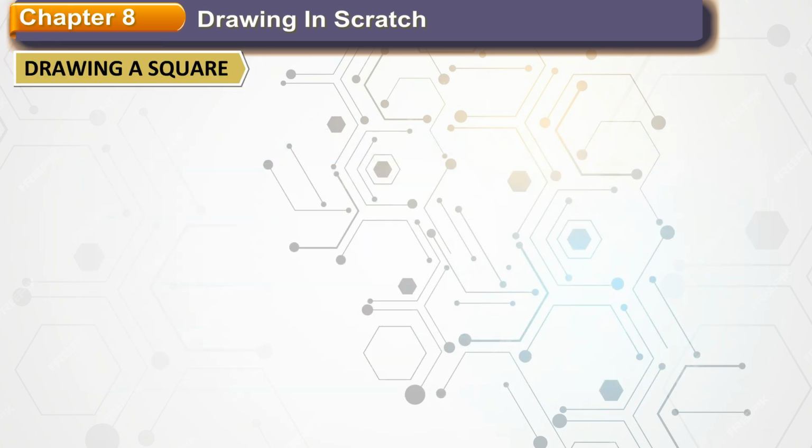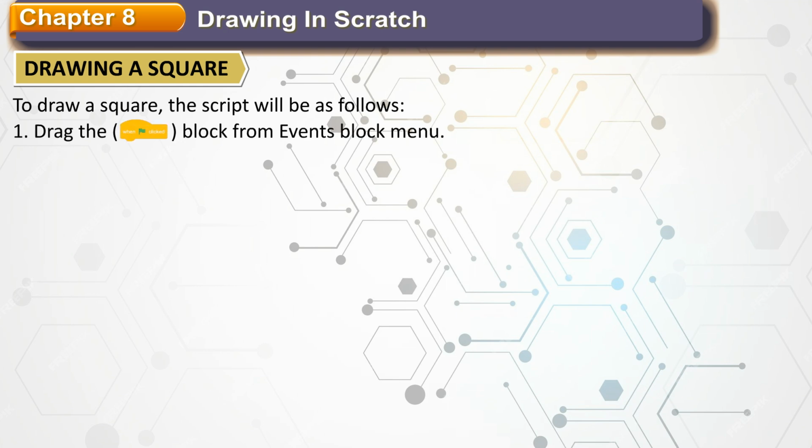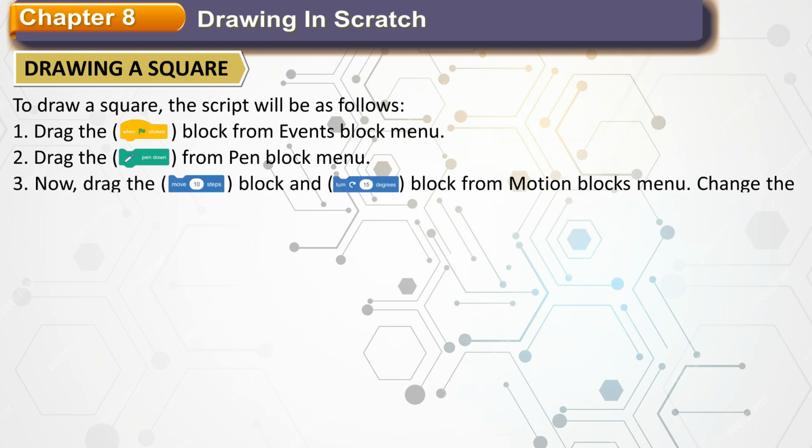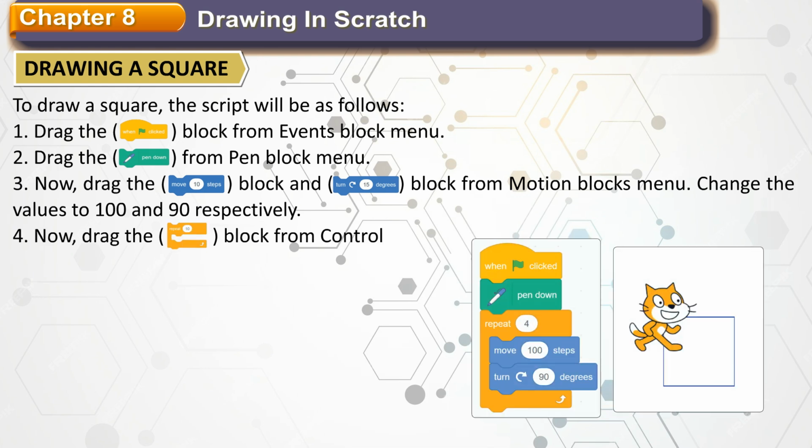Drawing a square. To draw a square, the script will be as follows. 1. Drag the block from Events block menu. 2. Drag the block from Pen block menu. 3. Now, drag the block and block from Motion blocks menu. Change the values to 190 respectively. 4. Now, drag the block from Control block menu. Change the value to 4.